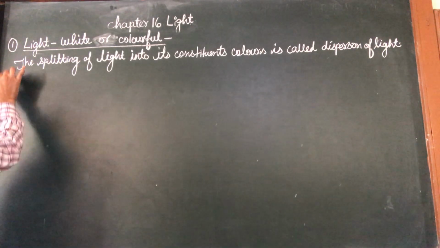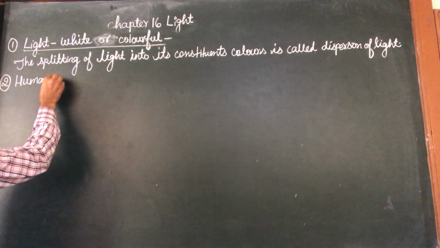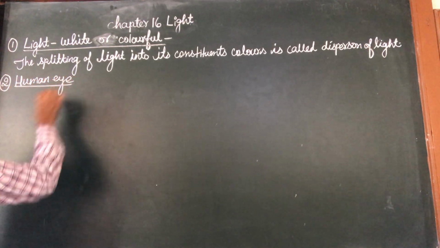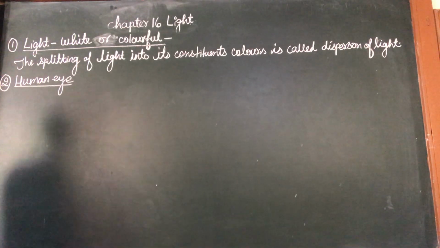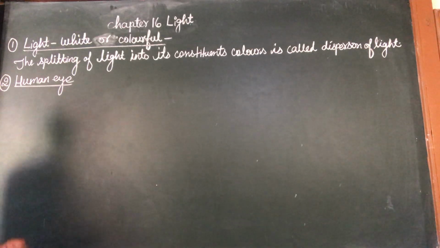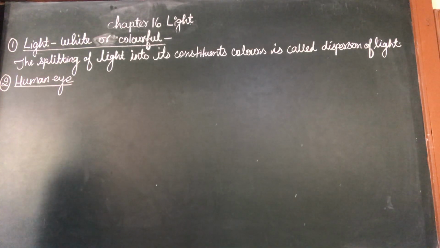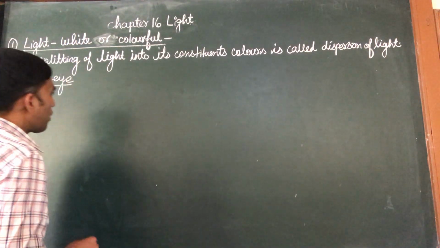Now we will see the human eye, its structure and function, the working of the human eye. We know that the human eye is a very important sense organ that helps us to see objects. When light is reflected from an object and enters our eye, we see the object. To explain the structure of the human eye, first of all we will draw the diagram of the human eye, and then we will understand its structure. So let us start drawing the diagram of the human eye.